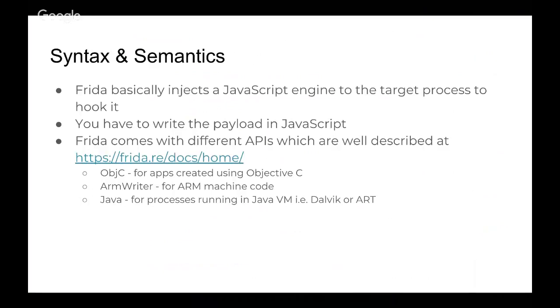Frida comes with different APIs, which are well described at the official site. The payload we write is not going to be the same for different architectures or different processes. For example, if you're targeting an app written in Objective-C, then you have to follow the API called ObjC. If you're targeting ARM machine code, or a program written to run on ARM, then you have to use something called ARM writer. If you're targeting a program written in Java or which runs in a virtual machine like Kotlin, then you are going to use Java.